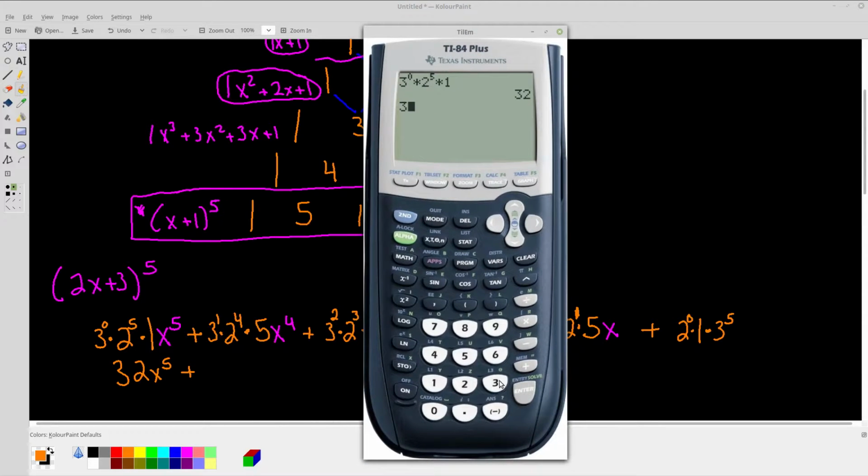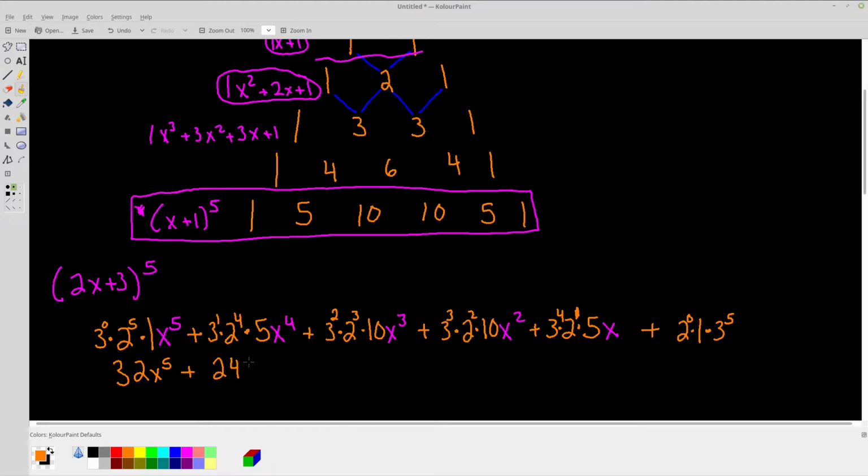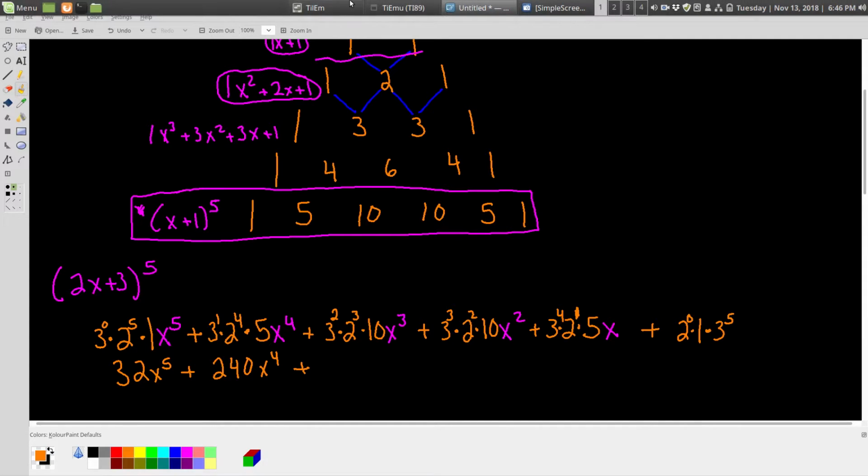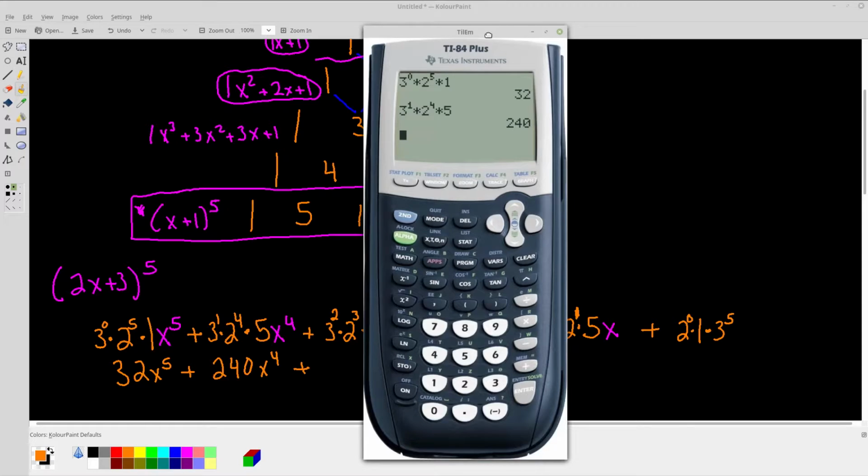We've got 3 raised to the 1st, times 2 raised to the 4th, times 5. Okay, enter. That's going to be the number 240. So this is going to be 240x to the 4th. Plus, alright, now we need to do this one. Alright, let's bring our calculator back up. Okay, let's punch it in.